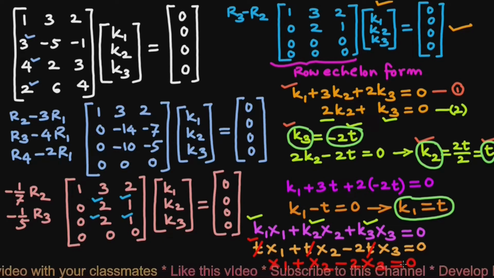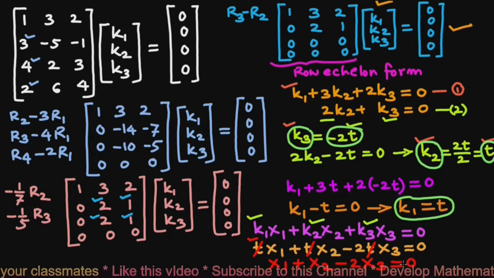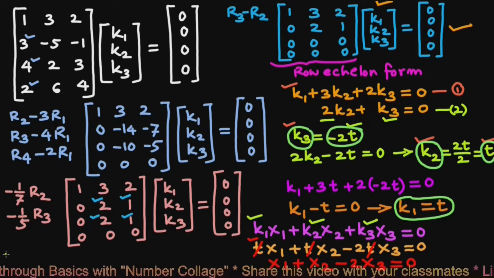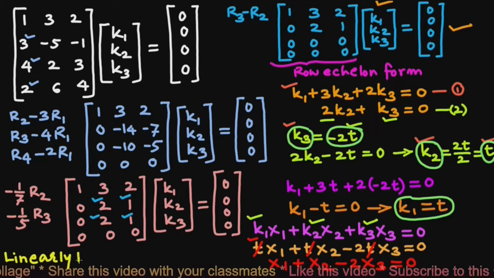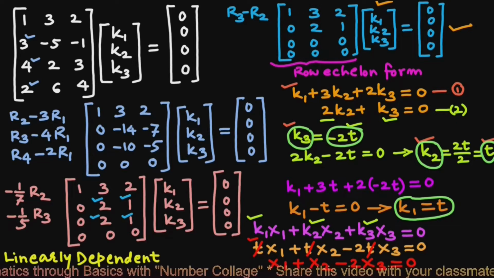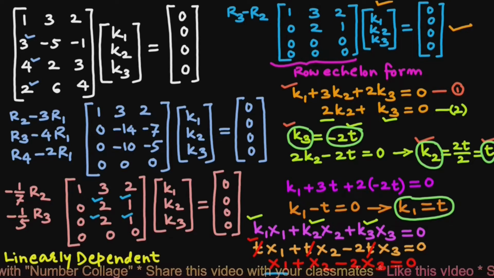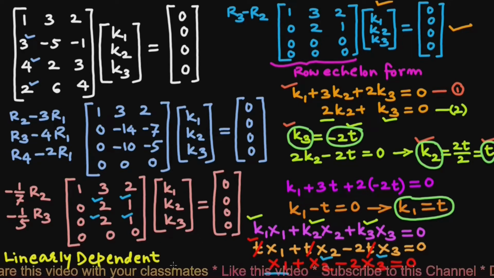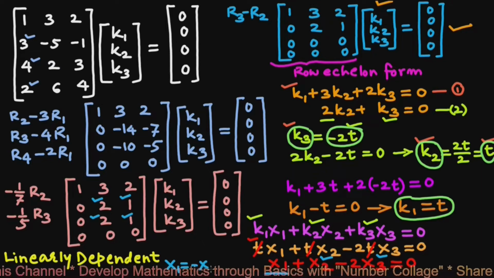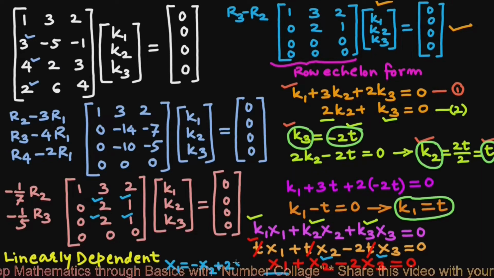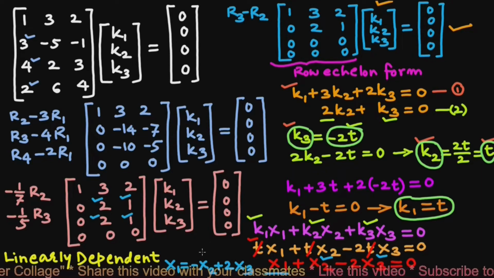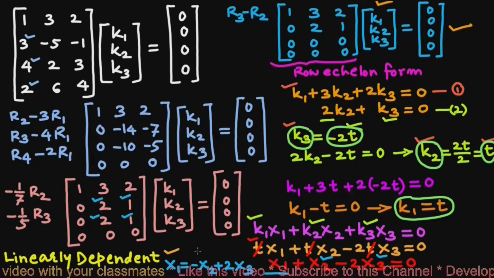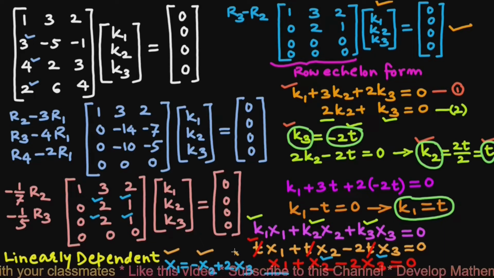equals 0. Now since k1, k2, k3 are not all zeros, the vectors x1, x2, x3 are linearly dependent, and we can express this vector x1 as a linear combination of x2 and x3 as x1 equals minus x2 plus 2x3. So this is expressing vector x1 in linear combination of vectors x2 and x3.